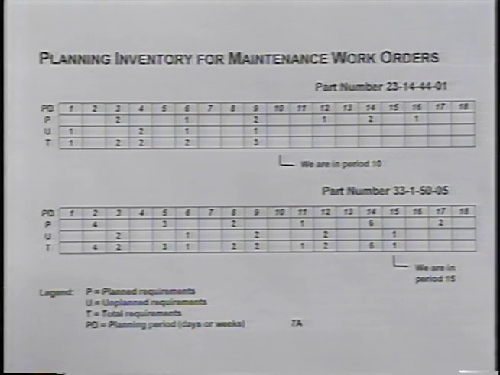In the top record, I indicate that we are currently in period 10. So the only thing that I have to consider at this point in time is I have a planned requirement for period 12, 14, and 16. But if I look back in history, I could see the individual quantities that were planned by period, those that were unplanned by period, and then the total by period. And really, that's all it takes from a standpoint of training to know how to read these records: planned, unplanned, and total.